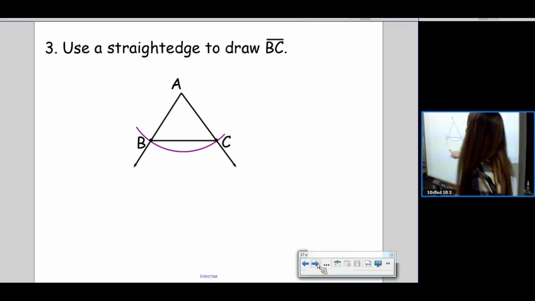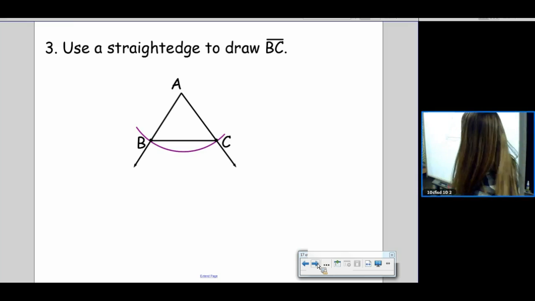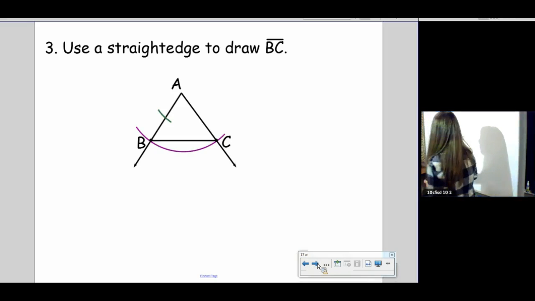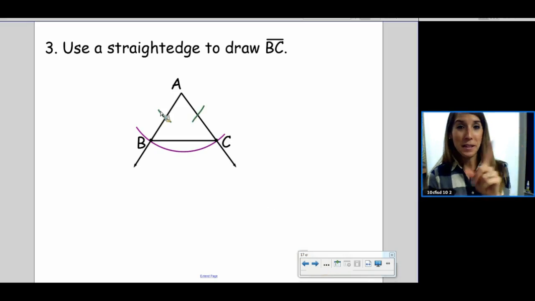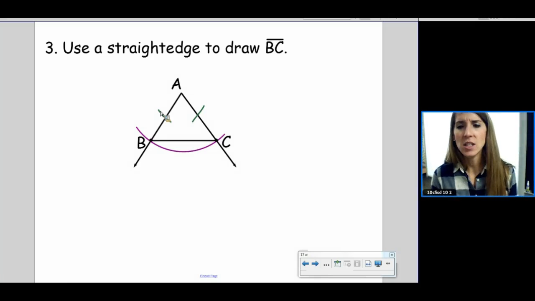Use a straight edge to connect point B to point C, and voila, you have an isosceles triangle. Notice how we only did one thing. We just made an arc where our needle was at point A. We started with an angle. So this is just one way, like I said, just one way to construct an isosceles triangle.